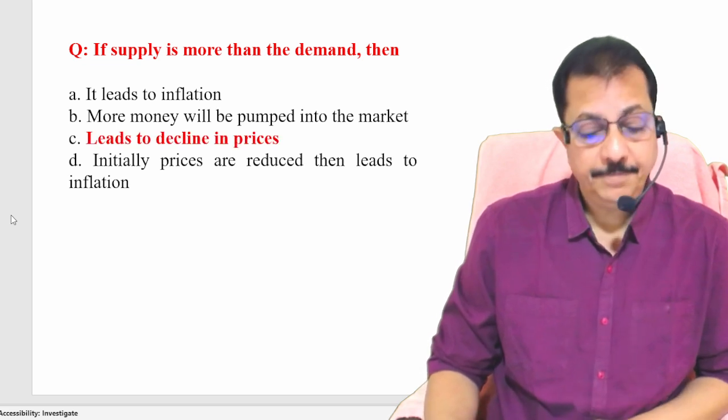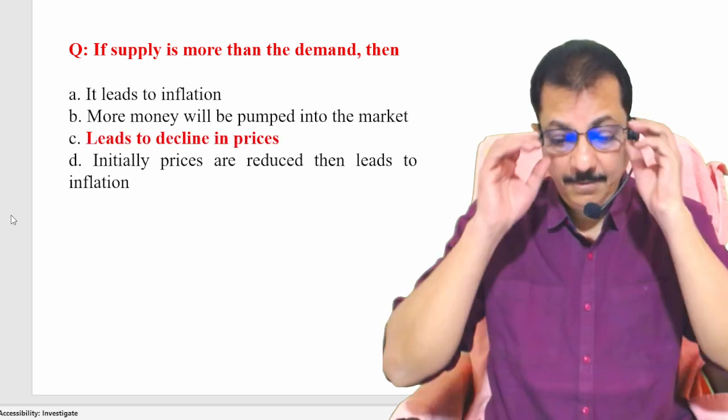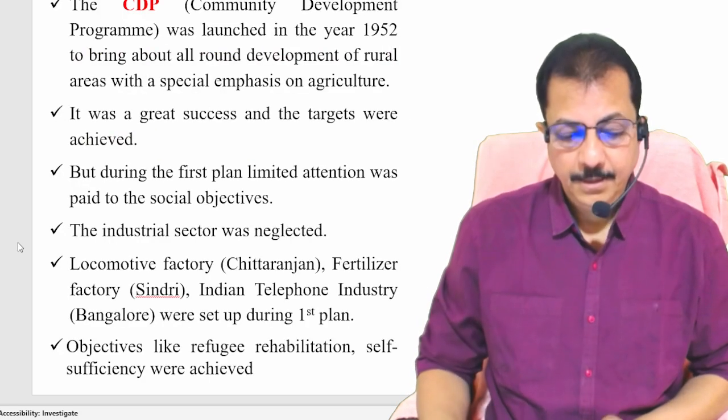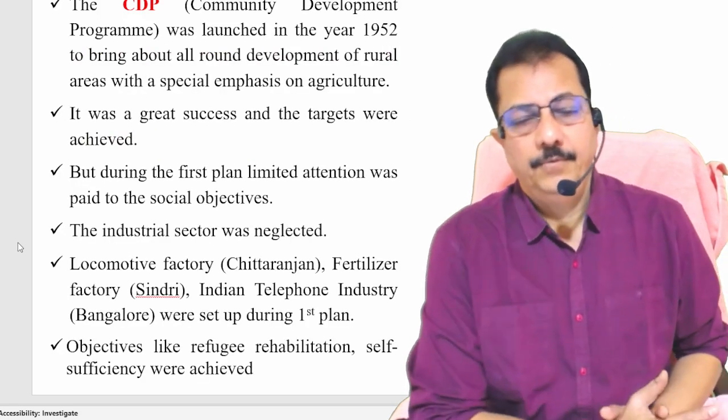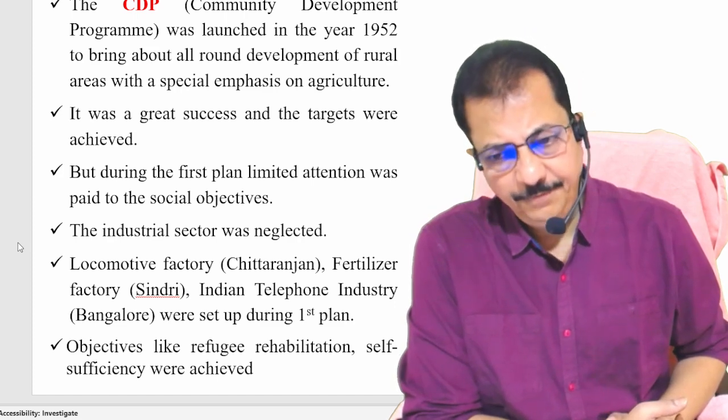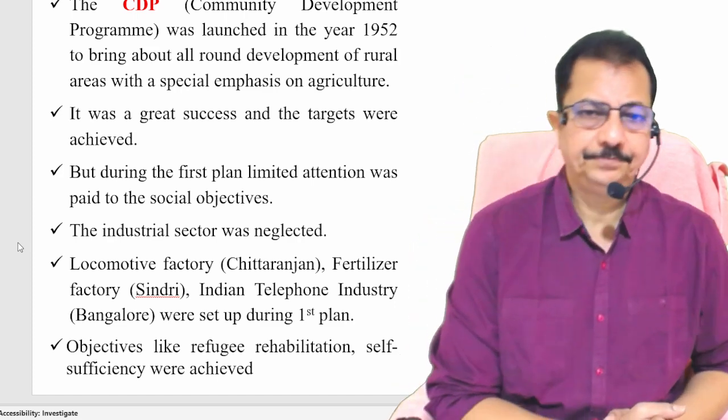So this is the answer. That leads to a decline in prices. Clear? Now, next, we are discussing the first 5-year plan, 1951 to 56.